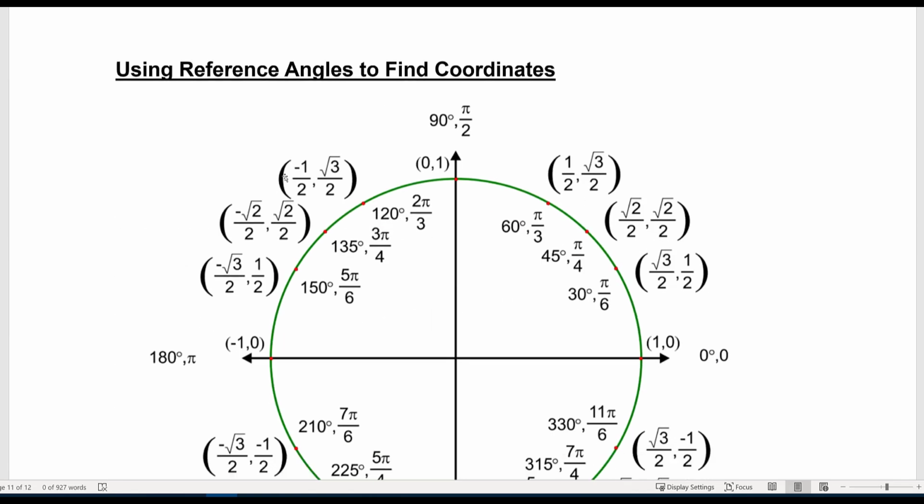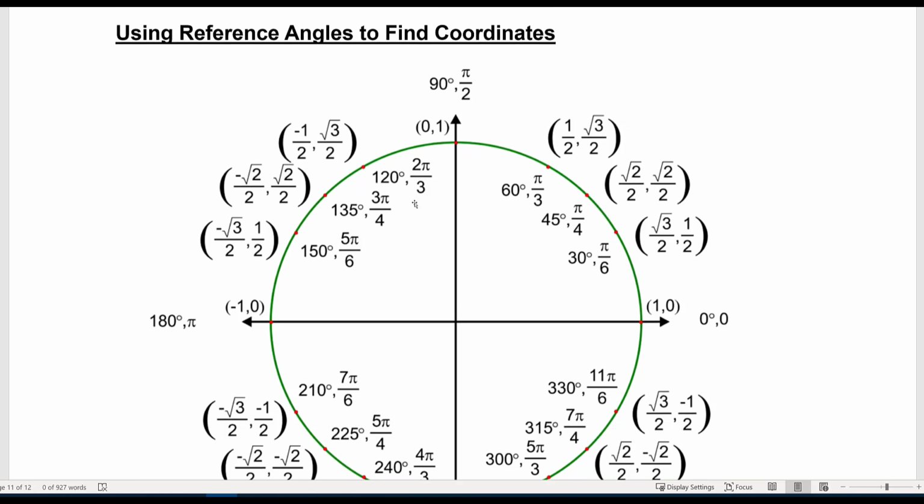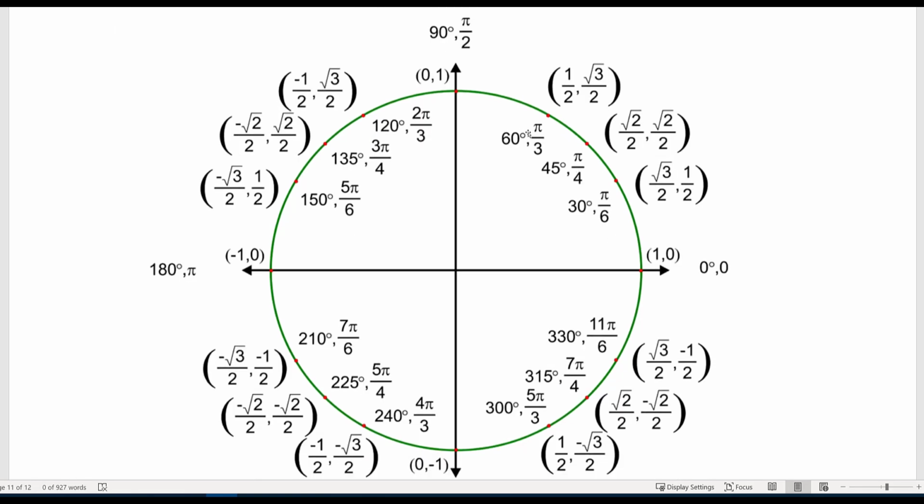Okay, using reference angles to find coordinates. So this is a very busy chart, lots of information here. It's something you will want to memorize, but I want to stress a key thing here. If you memorize things from the first quadrant, you can see where the reference angles are in the second, third, and fourth quadrants. And notice these values, so 30 and pi over 6, square root of 3 over 2, 1/2. Oh, look at that, negative square root of 3 over 2, 1/2. That makes sense because x is negative over there, but the y is positive.